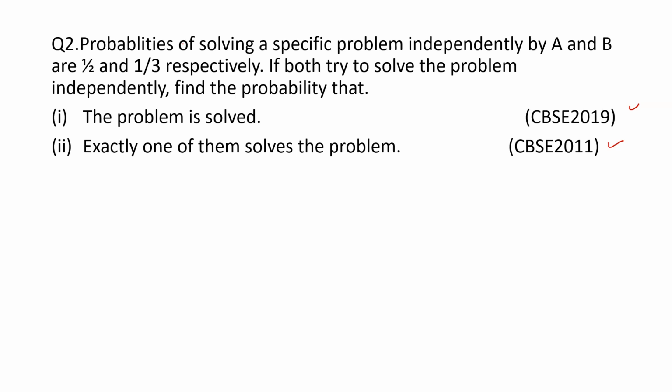If anyone has a doubt, please let me know. Okay, Omir. So everyone, please check the first part. Probabilities of solving a specific problem independently by A and B are this one. If both try to solve the problem, find the probability that the problem is solved. So when will we say that the problem is solved? When?